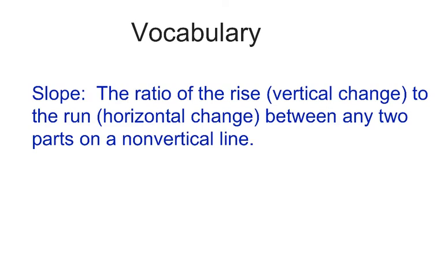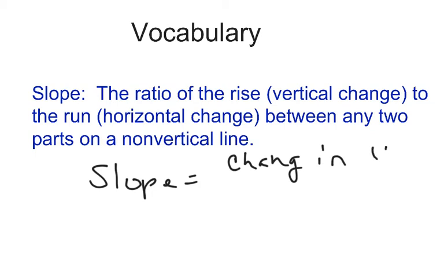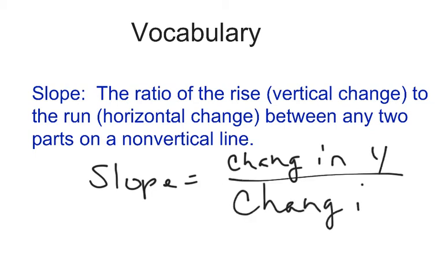So slope is just really telling us how steep a line is. Slope is equal to the change in y over the change in x. And the way that we can write this mathematically is with this lovely little triangle. Change in y over the change of x. So let's get started on a few examples.